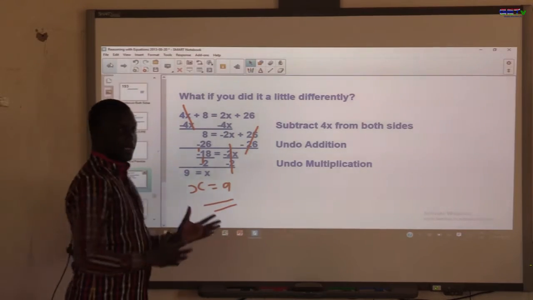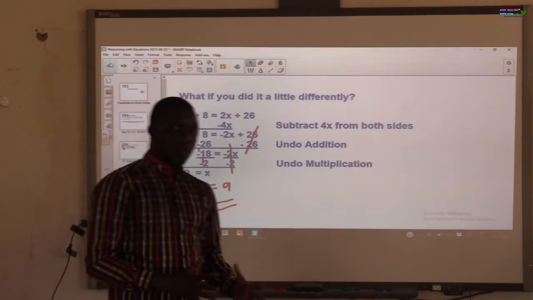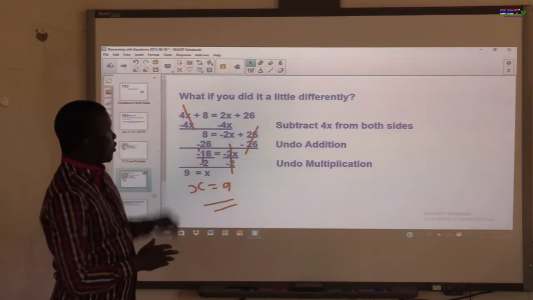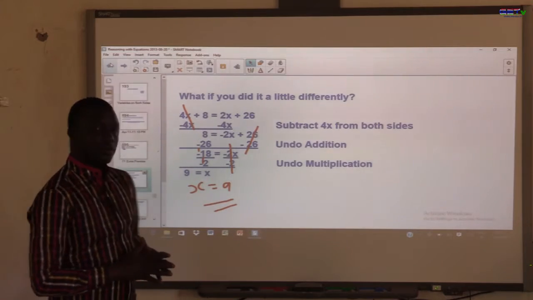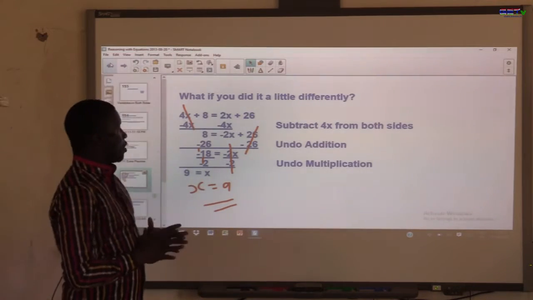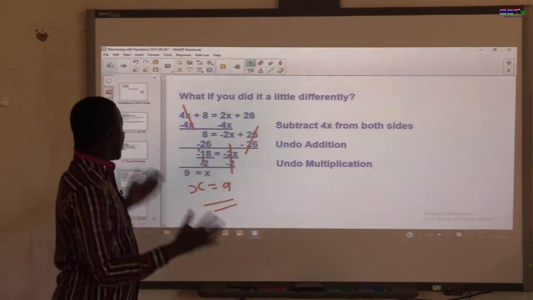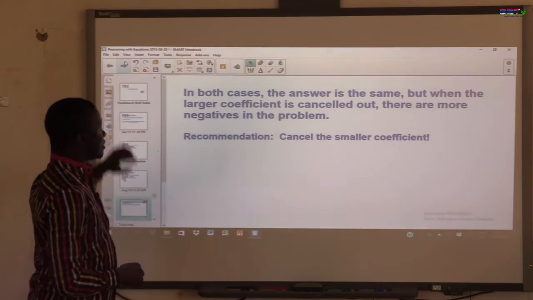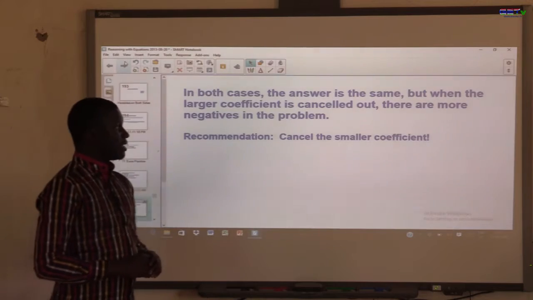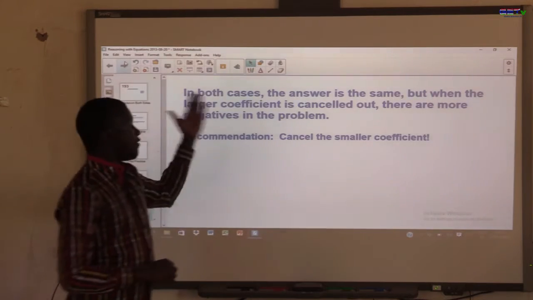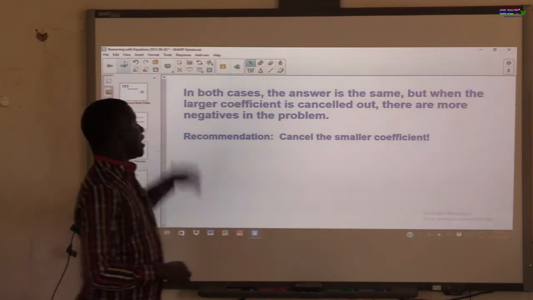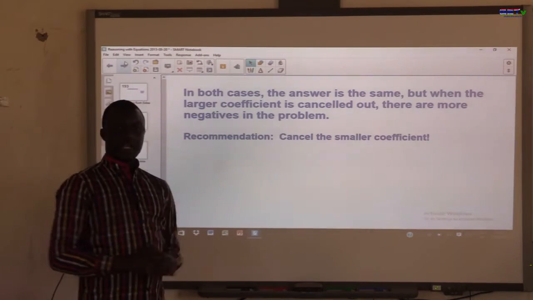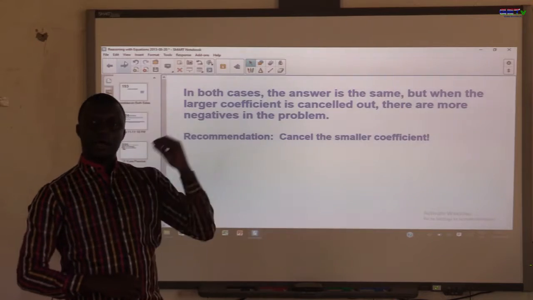And that is the only difference here. Undoing the smaller coefficient first will give you a smooth walk, but undoing the bigger coefficient will make your work have some negative numbers. And we all know negative numbers are not easy to deal with compared to positive numbers. So in both cases, the answer is the same, but when the larger coefficient is cancelled out, there are more negatives in the problem. So the recommendation here is to cancel the smaller coefficient.